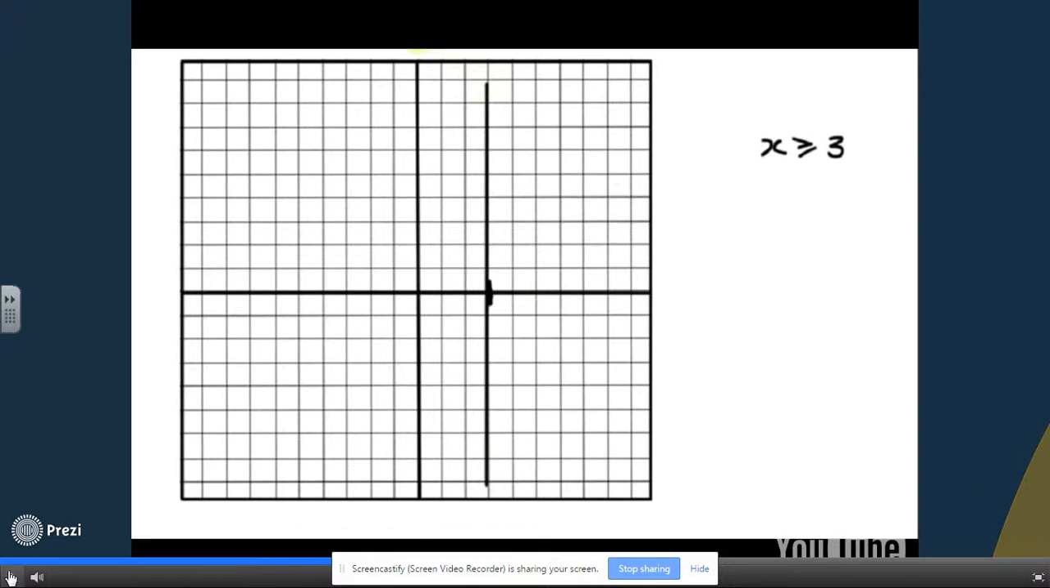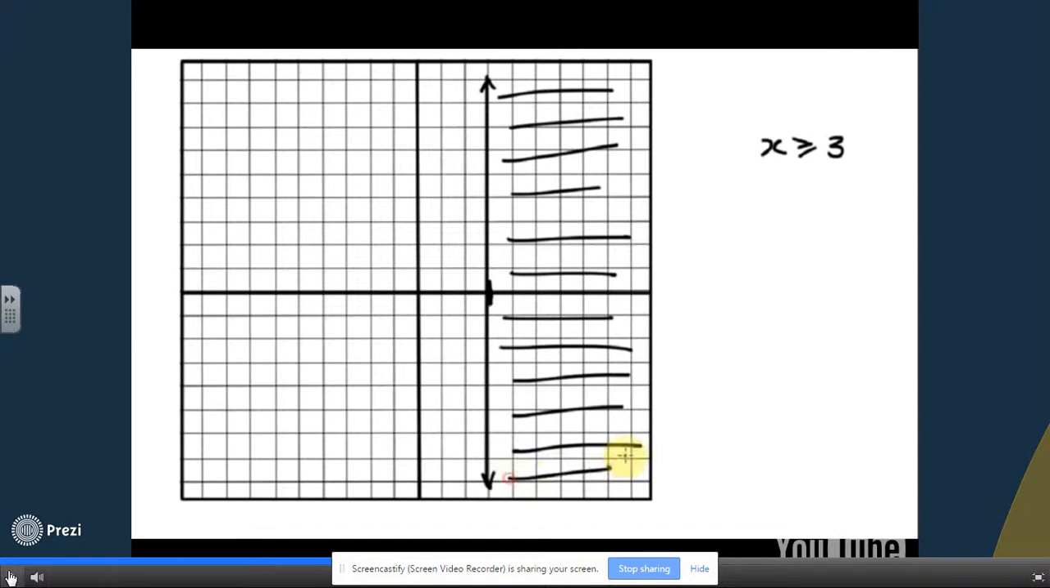Okay, so basically there's the line there, heading up and down to the vertical line. And I've got to decide, do I want to shade on the left side of the line or on the right side? Well, I want x's that are greater than or equal to 3. And that means the one on the right side. So here I am shading what are the points that make it true. And there it is. There's my half plane.